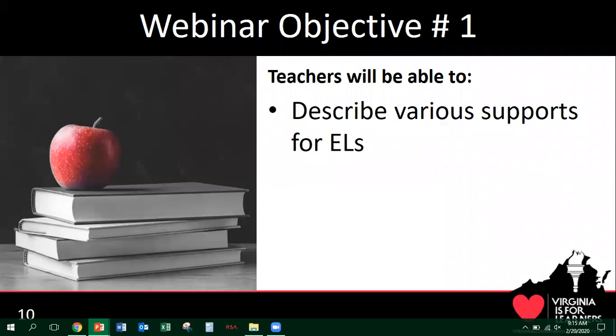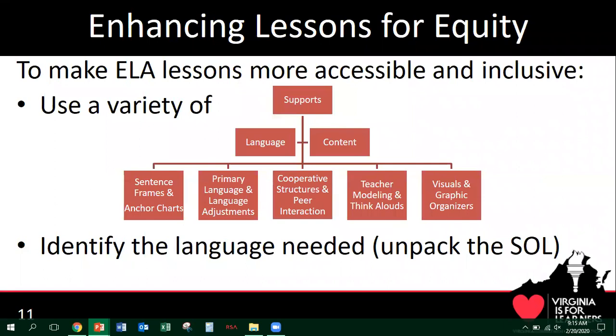So we are now going to get into the various supports. In order to make our English language arts lessons more accessible and inclusive, there are a variety of ways we can support both language development and content access. So we're going to dig into each of those, and then we will follow that up with identifying the specific language needed. As we talk about linguistic supports or the language supports, we'll need to identify the language of language objectives to be able to give students support in that practice.